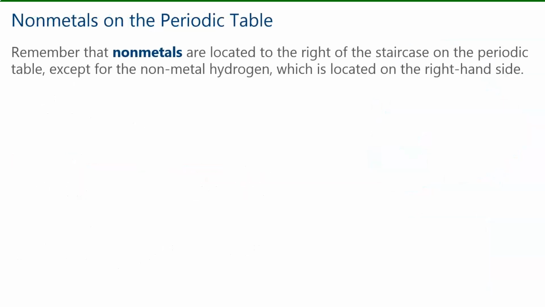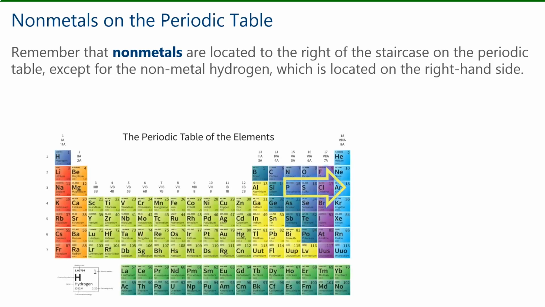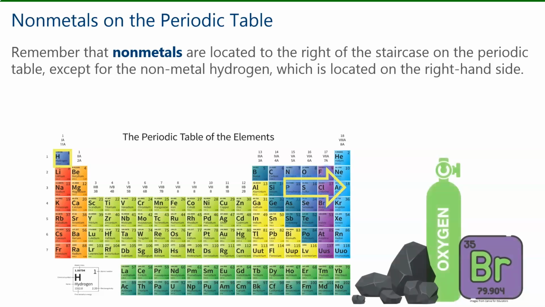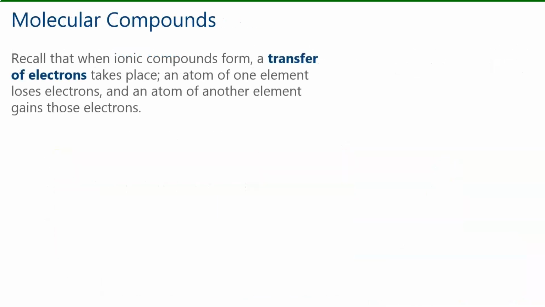Remember that nonmetals are located to the right of the staircase on the periodic table of elements, except for the nonmetal hydrogen, which is located on the left-hand side. This image represents carbon, oxygen, and bromine, which are some examples of nonmetals. Recall that when ionic compounds form, a transfer of electrons takes place. An atom of one element loses electrons, and an atom of another element gains those electrons. We talked about that in the last video.